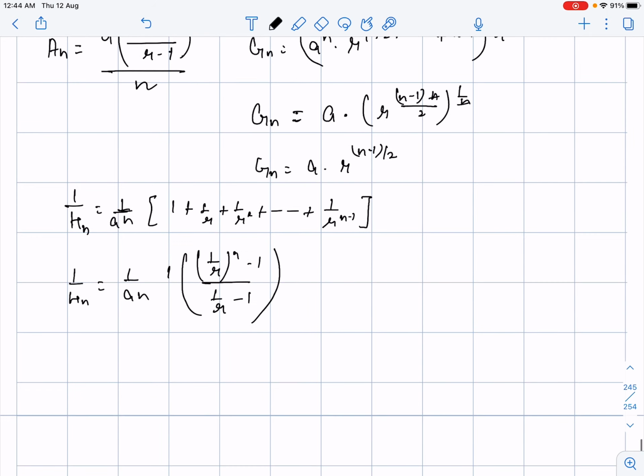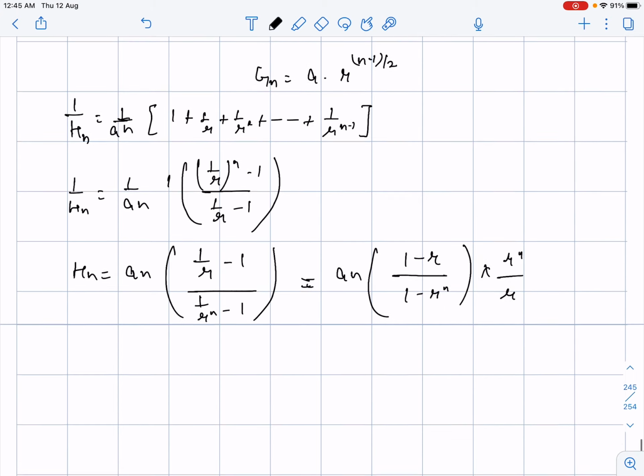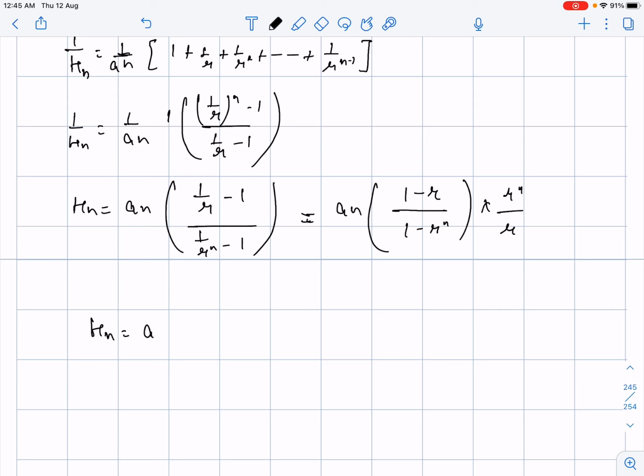So the value of Hn will become an divided by 1, and the denominator comes in the place of the numerator: 1 upon r minus 1 divided by 1 upon r to the power n minus 1. Proceeding further, we write a multiplied by 1 minus r divided by 1 minus r to the power n, whole multiplied by r to the power n divided by r. That means Hn is equal to a multiplied by r minus 1 divided by r to the power n minus 1, multiplied by r to the power n divided by r.